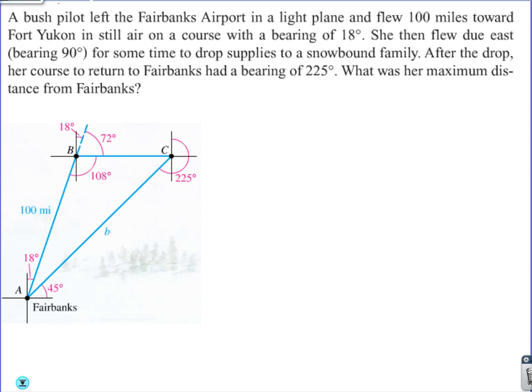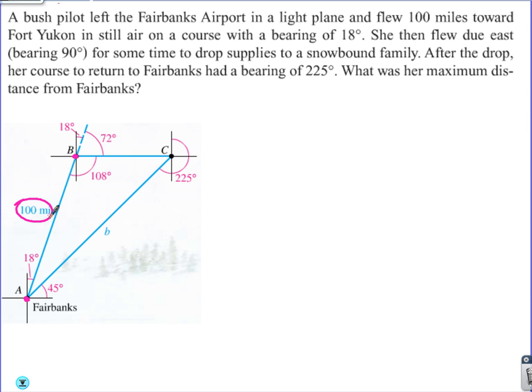Here's your first problem. It says a bush pilot left Fairbanks Airport, which is right here, in a light plane and flew 100 miles, right there, toward Fort Yukon in still air. What that means is we don't have any wind or anything. In still air on a course with a bearing of 18 degrees. And again, here's due north. An 18-degree bearing means take due north and go 18 degrees to the right.